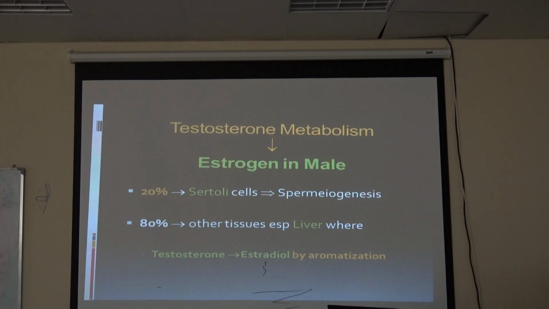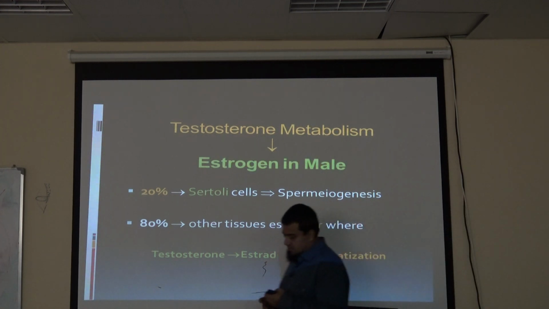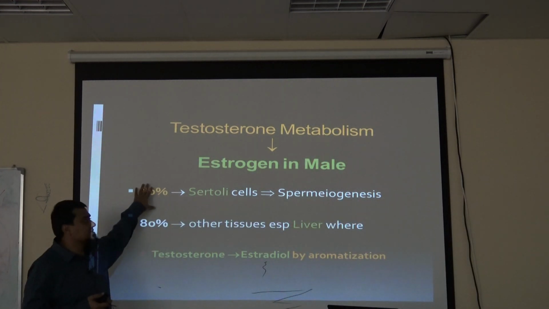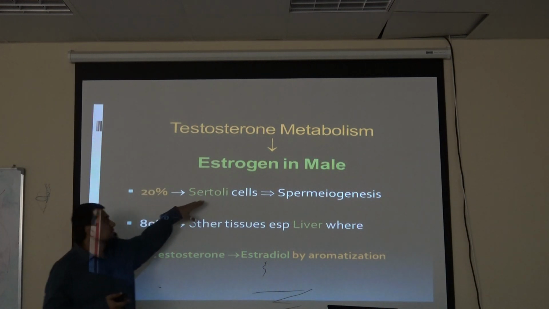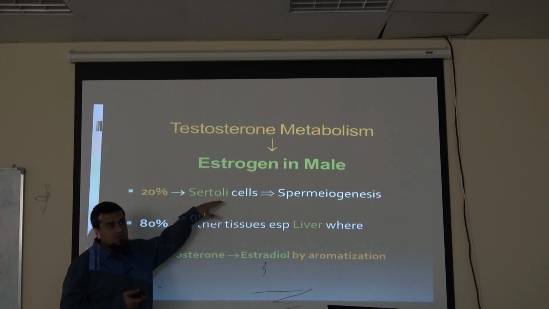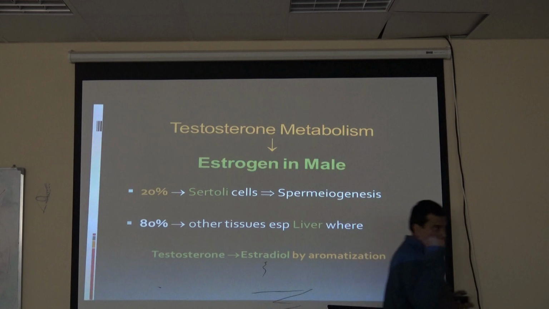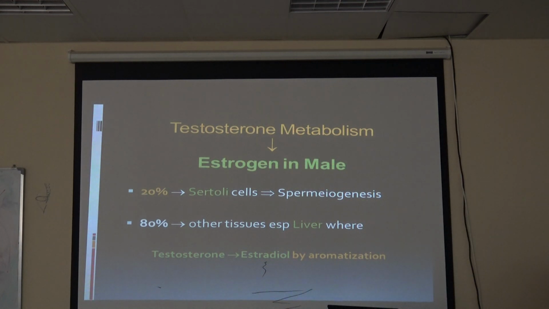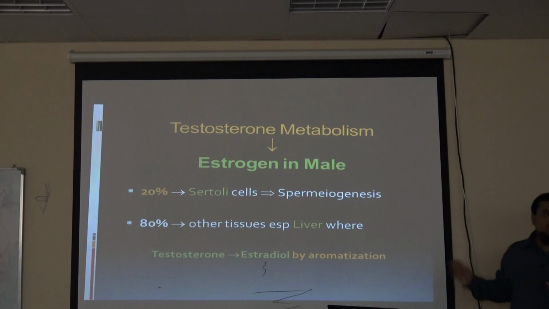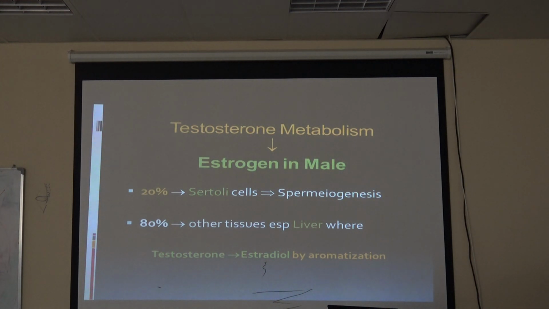Now the testosterone, if you see, not the majority, like 20% of that testosterone acts on the Sertoli cells for spermiogenesis. And in the next part of the lecture, we will discuss this topic in detail. Clear? 80% of the testosterone acts on other tissues, as we just mentioned. And you should remember the 3 or 4 tissues like skin, external genitalia, prostate, muscles, liver, where they act. Clear?